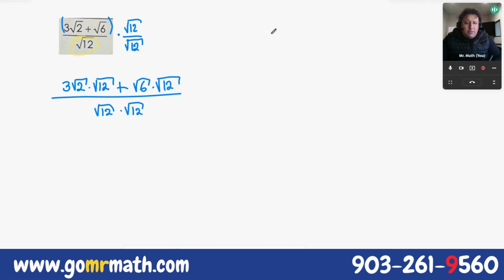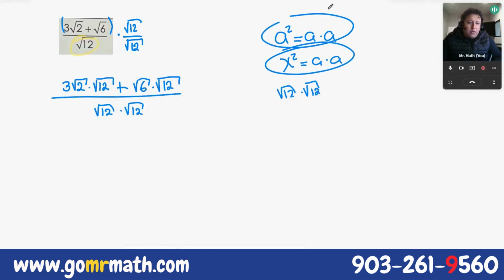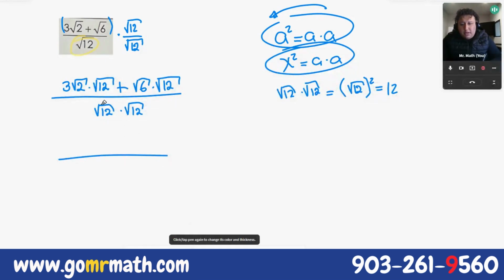Let's remember the definition: a squared is equal to a times a. Now let's read it backwards, from right to left. Root of 12 times root of 12 gives us root of 12 squared, which is just 12. So that's what we gain: our denominator is going to become just 12.